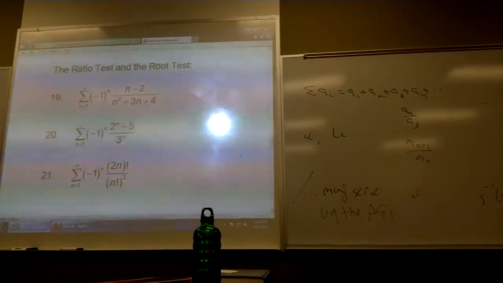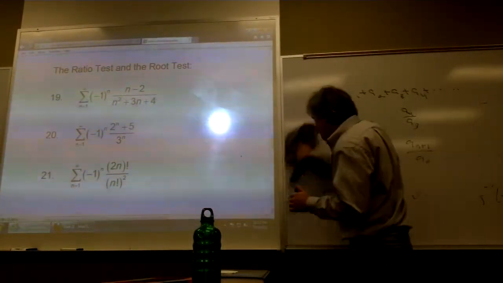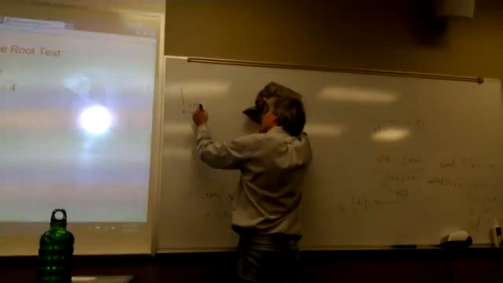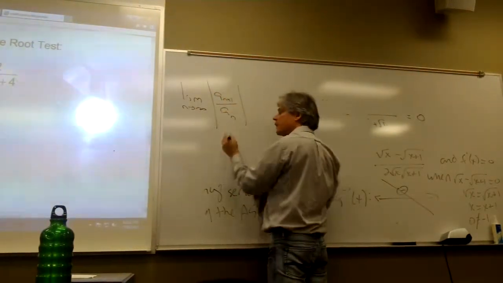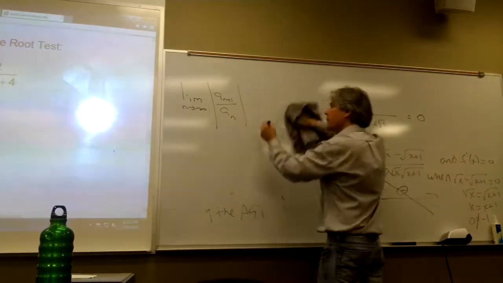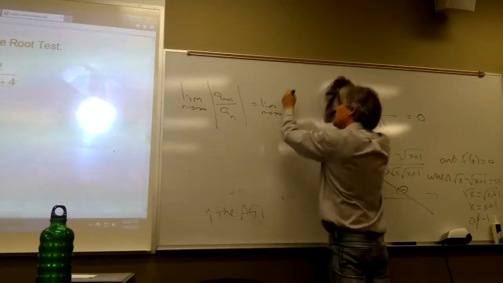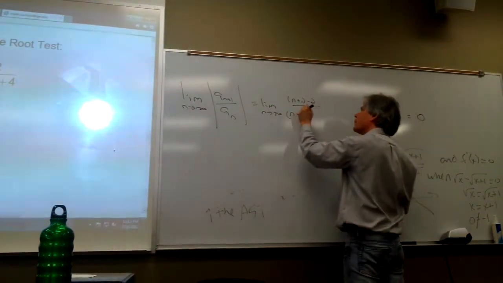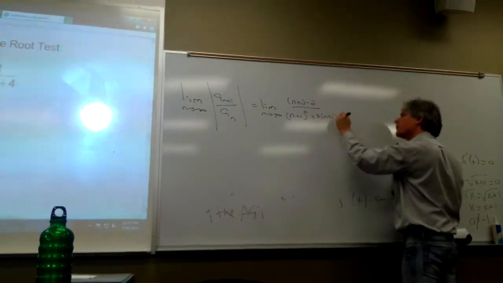I think when it comes to example number 19, if I were to try to employ the ratio test, I'd be taking a peek at the limit as n increases without bound of the absolute value of the ratio of the n plus first term to the nth term. That is my first example, so I'm writing way too much. I think this is nothing more than the limit as n increases without bound of my n plus 1 minus 2 over my n plus 1 squared plus 3n plus 1 plus 4.